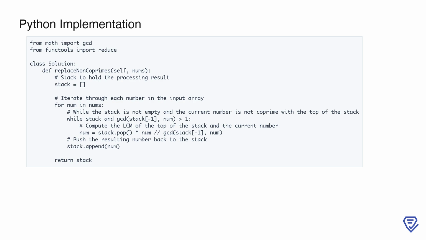The formula for LCM is A*B // GCD(A, B). The number at the top of the stack is popped, and the resulting LCM is stored in the variable number. 5. Push result. The resulting number, either the current number or the LCM, is pushed back to the stack. This ensures the stack always contains numbers that are either coprime or need further merging. 6. Final result. Once all numbers are processed, the stack contains the final array after replacing all non-coprime numbers. This is returned as the output.